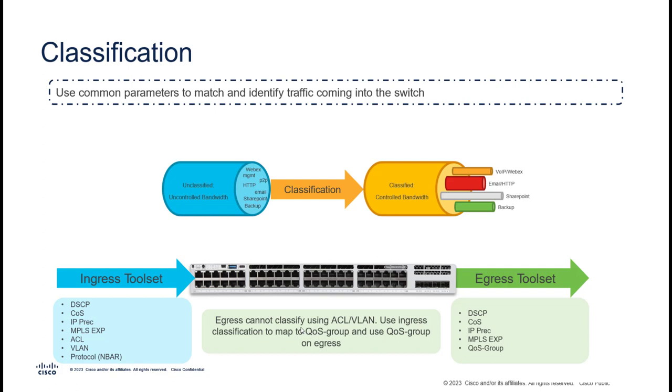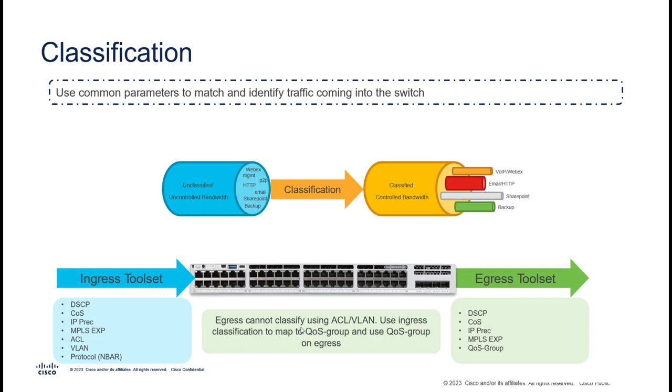We'll start off with classification. Classification is a method where we use common parameters to match and identify the traffic coming into the system. If you look at the graphic at the center of the slide right now, to the left we have a mixture of different types of traffic coming into the system. Without classification, the switch would have no way of detecting and identifying the type of traffic that's coming in. So each of this traffic is going to be processed in a first in, first out manner. Now, with classification, we can separate that into different queues.